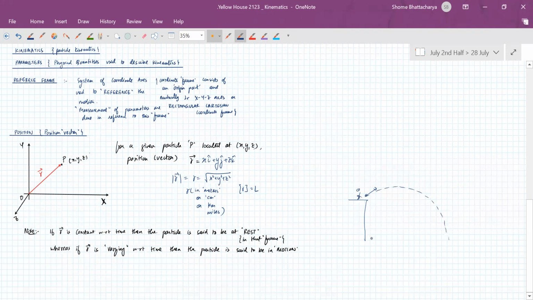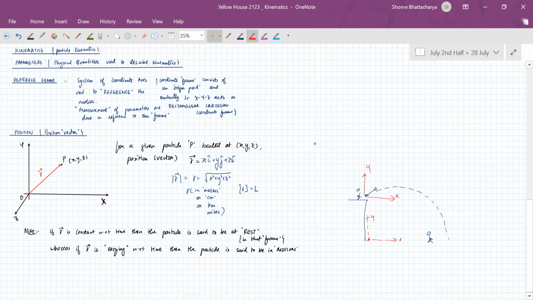Now it's up to us, like somebody else is observing this. So that person might decide that, okay, where the ball starts from, that is his origin. So in that case, the reference frame will be where the ball starts from. And the person might decide that, okay, where the ball ends, that is his origin. And the other person might decide that, okay, vertical direction as x-axis, horizontal direction as y-axis. So it is completely up to the person who's writing the equations of motion, how they select the origin and how they select the system of axes.